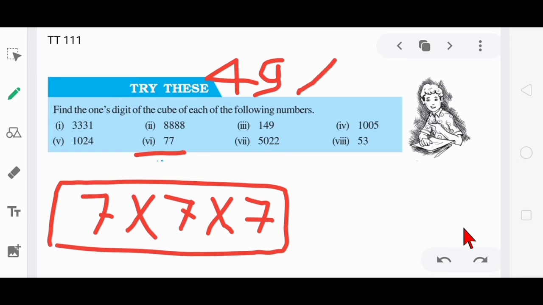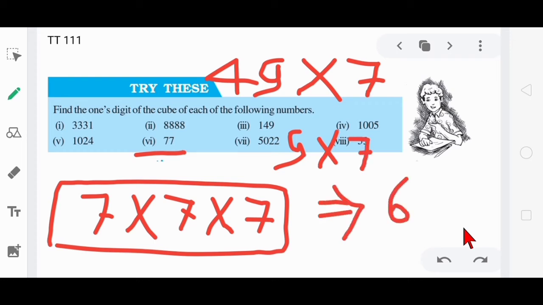And you have to multiply this 49 by 7. So I'm going to give you a trick. Don't multiply these numbers. You again find the ones digit of the 49. Pick that, that is 9. 9 into 7. And the multiplication of 9 and 7 becomes 63. You get 3 as ones digit of the multiplication of 7 into 7 into 7. So in the cube of 77, our ones digit is 3.